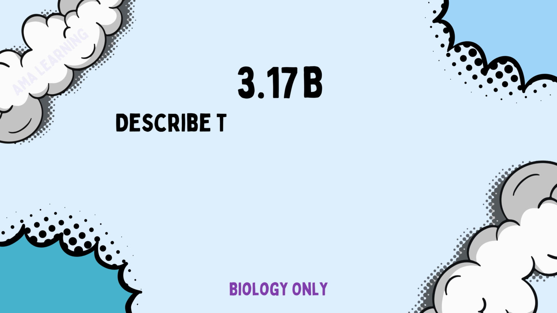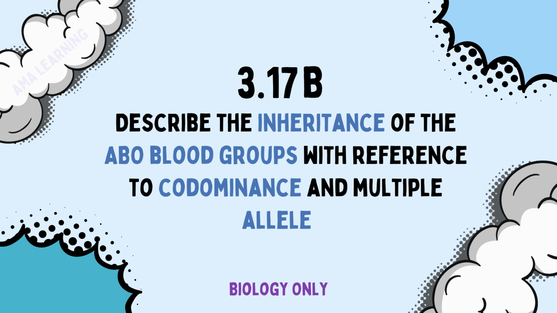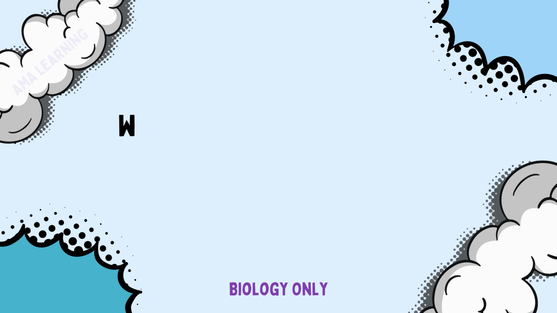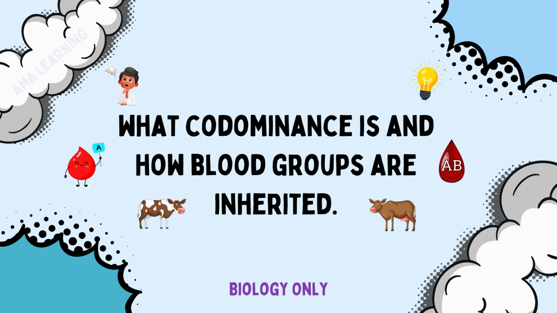Specification point 3.17B: Describe the inheritance of the ABO blood groups with reference to codominance and multiple alleles. To successfully answer any GCSE questions linked to this topic, you will need to explain what codominance is and how blood groups are inherited. This is a biology-only specification point.